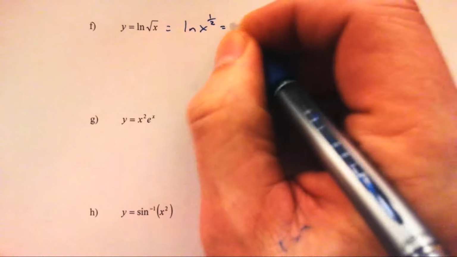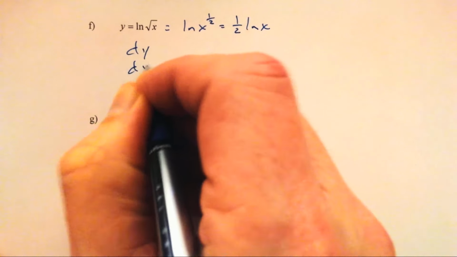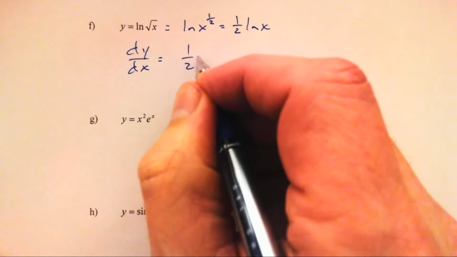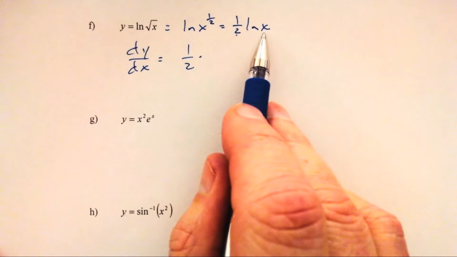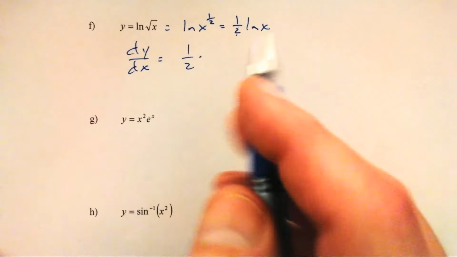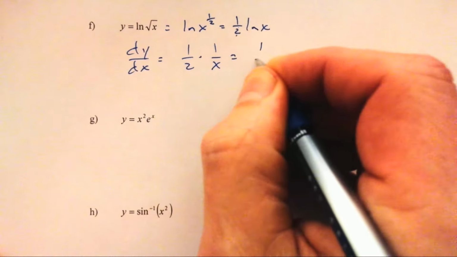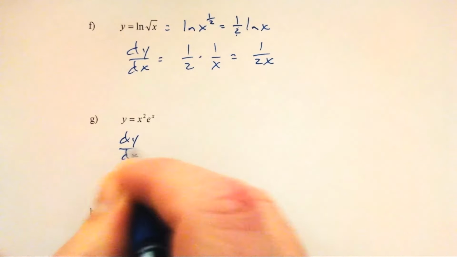Still finding derivatives. I might want to think of this as ln x to the 1/2, which of course is 1/2 ln x. dy/dx then would be 1/2. Constants survive. Constant coefficients survive derivation. That's a constant coefficient, so 1/2 survives. Derivative of ln x is 1 on x, so I get 1 on 2x. Nothing to it.